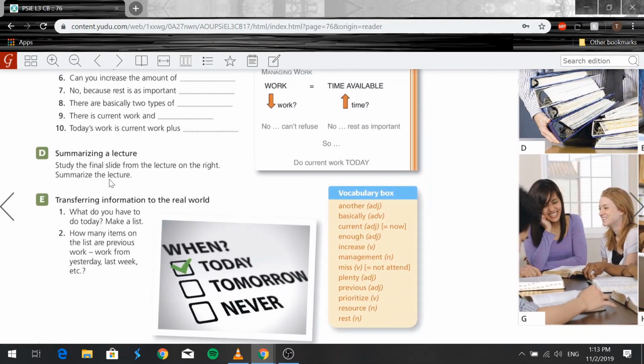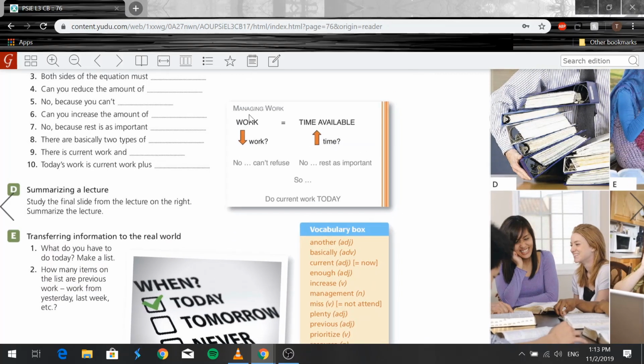Here we have summarizing a lecture, right? So it looks like you guys are going to be writing a summary. Here we have study the final slide from the lecture on the right, summarize the lecture. So here we have the equation for managing time or work. Work equals time available, right? No work or less work means more time, but you can't do that because you simply can't refuse to do things known as work. Okay, and you can't increase time because rest is important.